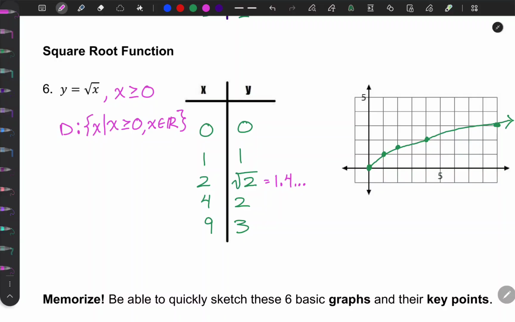And as a result, if we look at our graph, we also don't end up with any negative y values because x is always greater than or equal to 0, so is y. So our range is y such that y is greater than or equal to 0.